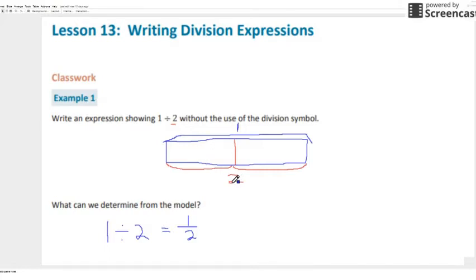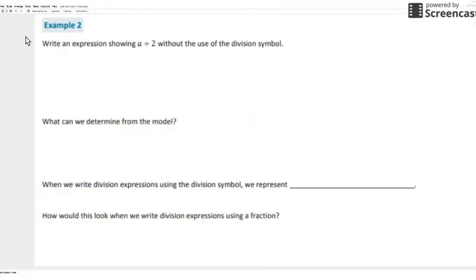So there we go. This is the way you're going to start seeing division problems written out, using a fraction bar. The fraction bar means division. And to think of a fraction is a part of a whole, or a part of a whole number. All right, so let's look at another example.